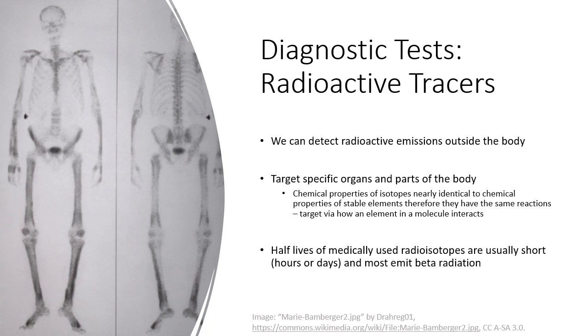So the picture on the left is from a person with Marie-Bamberger syndrome, which is a disease where sufferers' bones are growing lots and lots of spurs. All of those dots are where the bone is growing extra bits that shouldn't be there. Half-lives of medically useful radioisotopes are about hours, possibly days, and most are beta emitters.